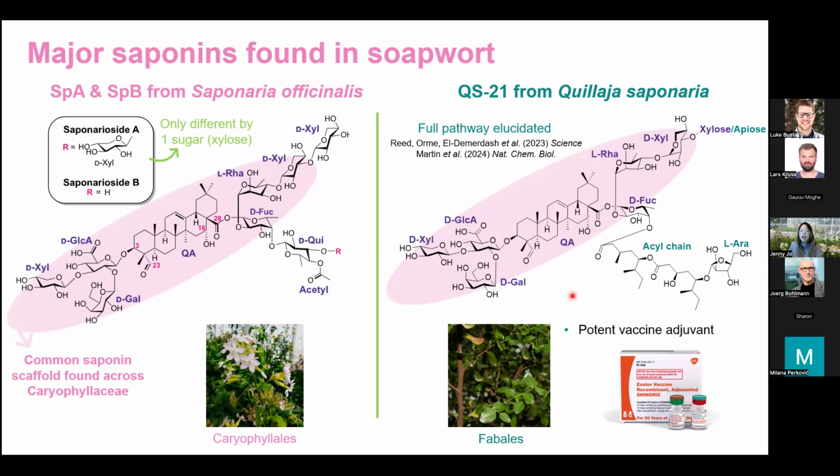elucidated by our group. And QS21 currently is used as a vaccine adjuvant in vaccines such as shingles, malaria, as well as Novavax's SARS-CoV-2. So although the similar structure doesn't mean that it might have vaccine adjuvant activity, there are quite a lot of pharmaceutical potentials for saponarisides. But despite this, nothing has been known about its biosynthetic pathway. So that's sort of when I started this project.